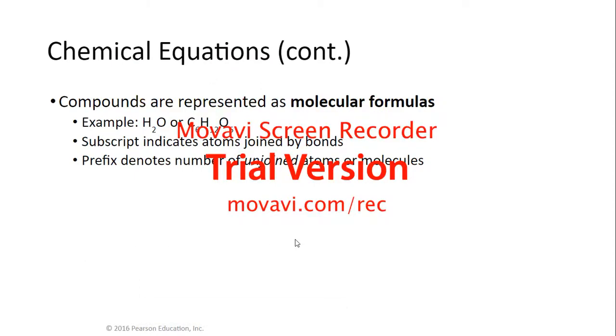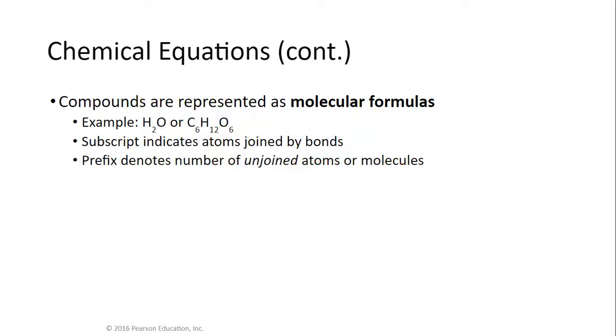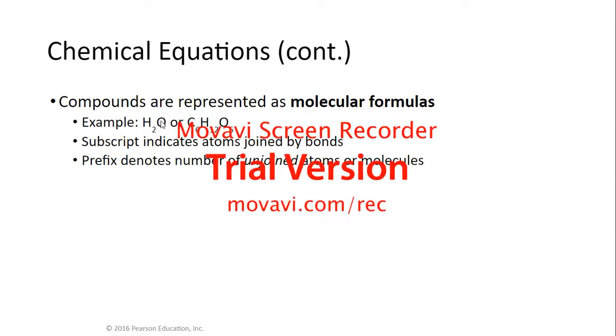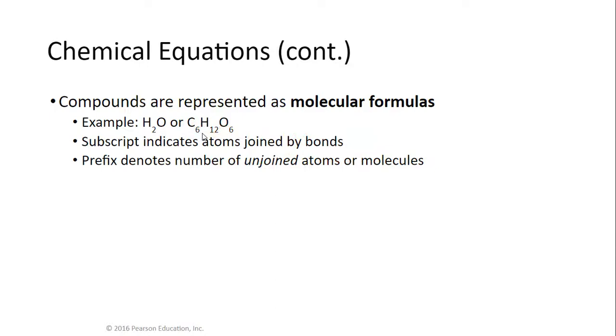All right, so again, the way that chemists write compounds is by molecular formulas, okay? It's just a shorthand, a short notation. In a water molecule, H2O, there are two hydrogen atoms and one oxygen atom. And this is sugar, glucose, C6H12O6. You have 6 carbon atoms, 12 hydrogen atoms, and 6 oxygen atoms.